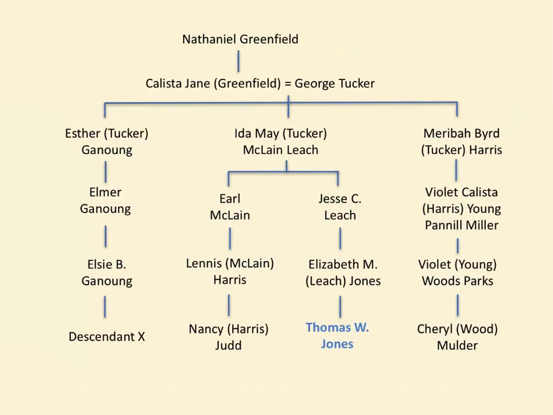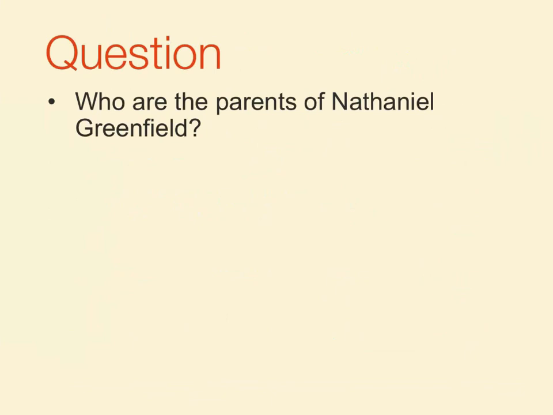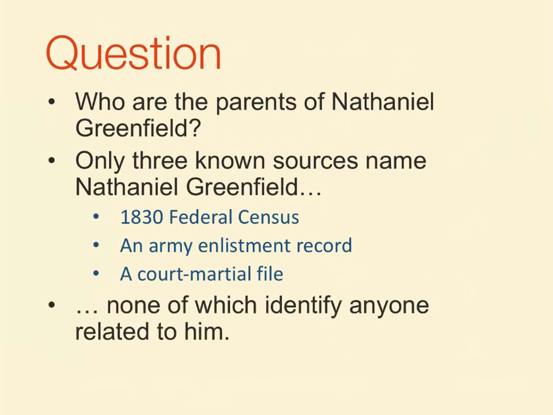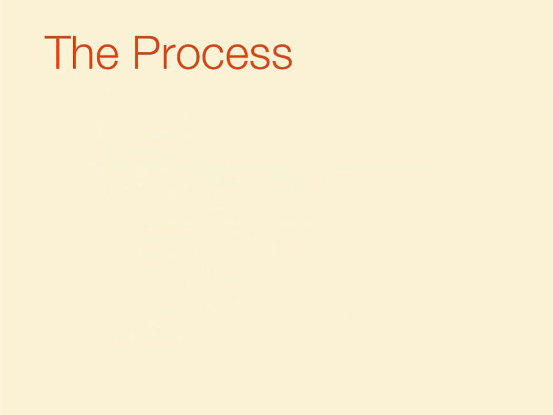What Dr. Jones had is, for many years, he had a brick wall in his family history, this Nathaniel Greenfield at the top. He was unable to determine who his parents were. So his question was, who are the parents of this Nathaniel Greenfield? After many years of looking, he found only 3 documents or historical records that mention Nathaniel Greenfield. That's the 1830 census, an army enlistment record, as well as an early U.S. military court-martial. However, none of these identified anyone related to Nathaniel Greenfield. He certainly had some information about where Nathaniel lived. I think this is upstate New York.